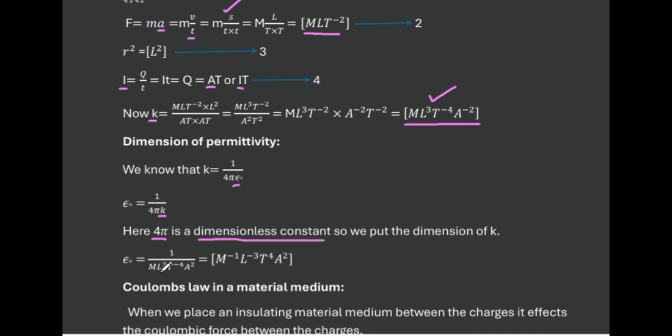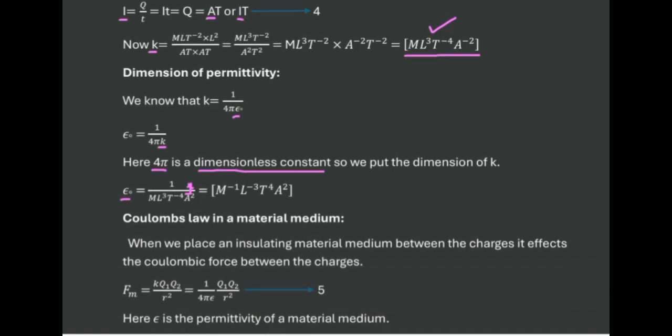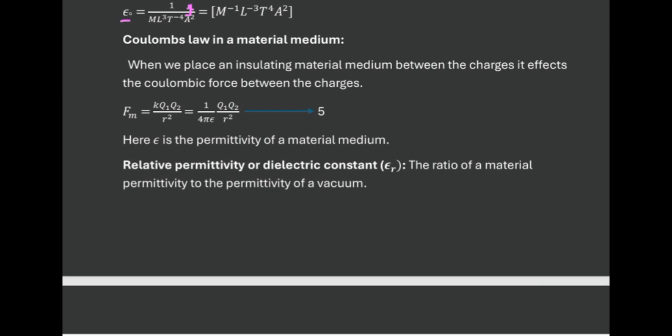Epsilon naught is equal to 1 divided by M L cube T to the power minus 4 A to the power minus 2. If these terms move upward, then the dimension of permittivity will be equal to M to the power minus 1 L to the power minus 3 T to the power 4 A to the power 2, and enclose this dimension in square brackets.